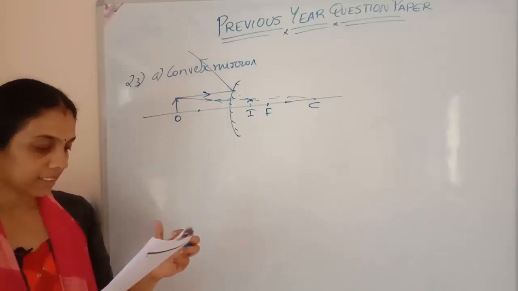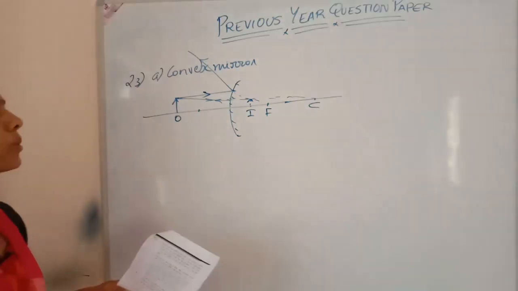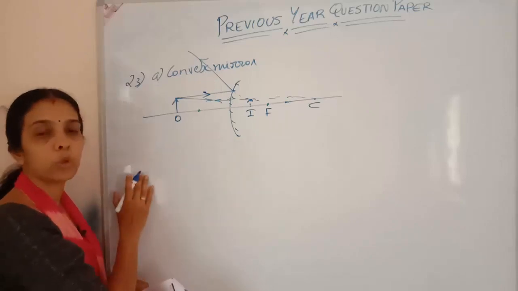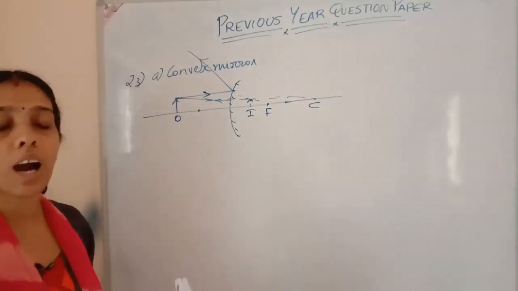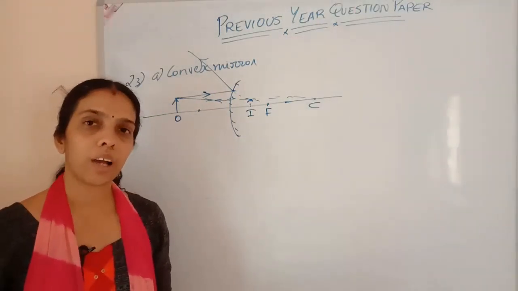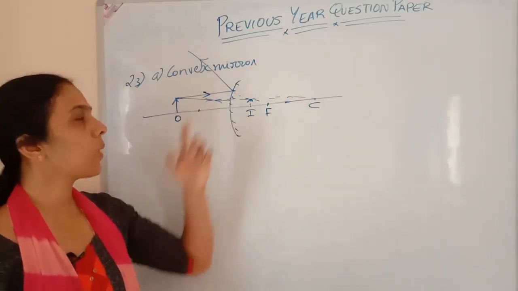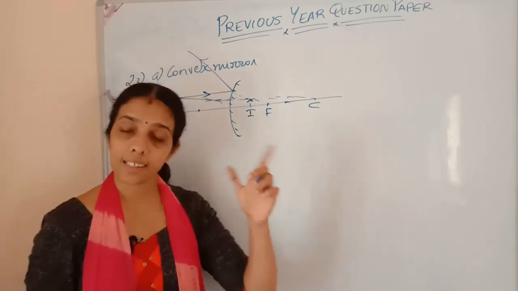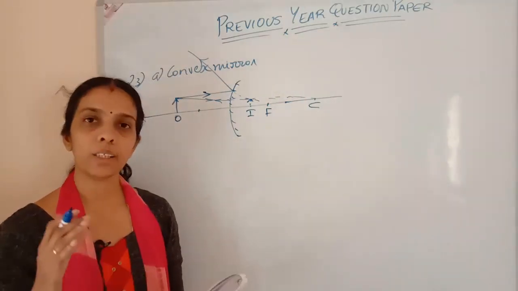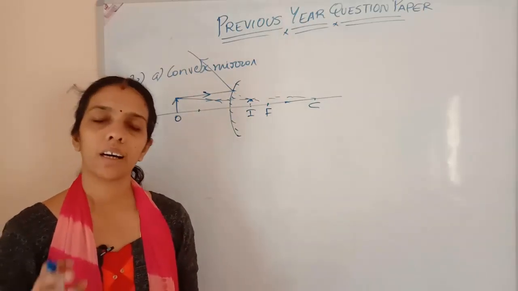Next, write one use such mirrors are put to and why. So what are the uses of a convex mirror? It is used as a rear view mirror. Objects at a large distance will be viewed as very close by, and a wide range of view is observed through convex mirrors. It is erect, so we can see it properly.